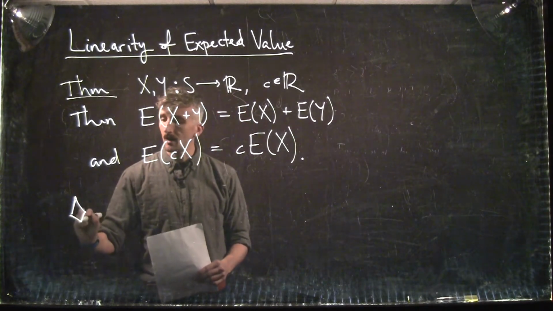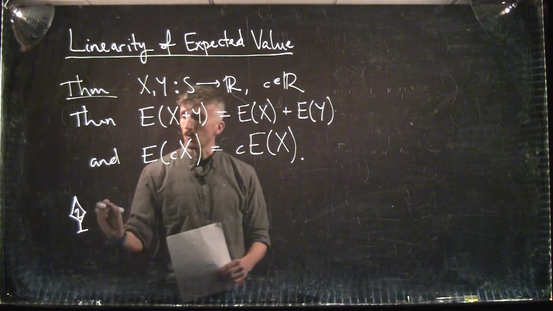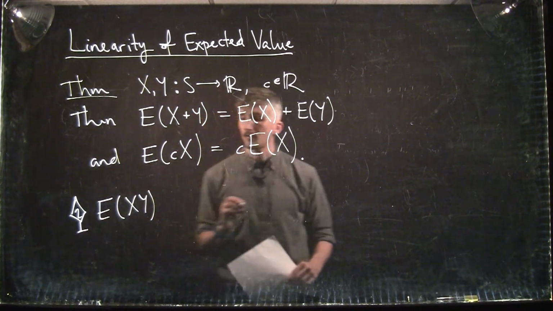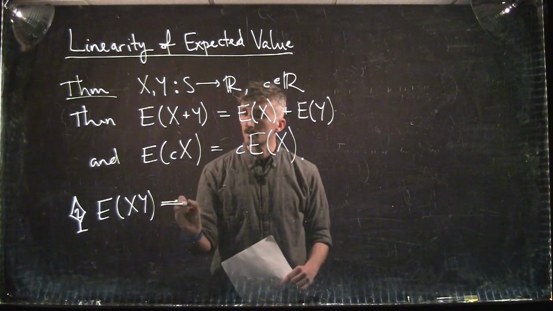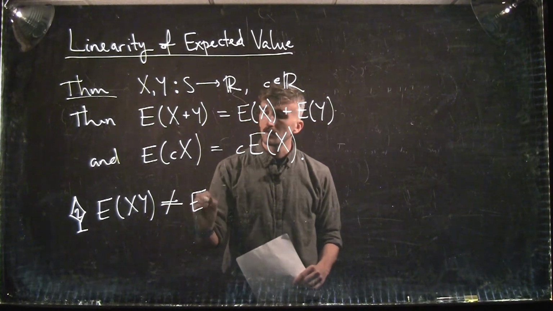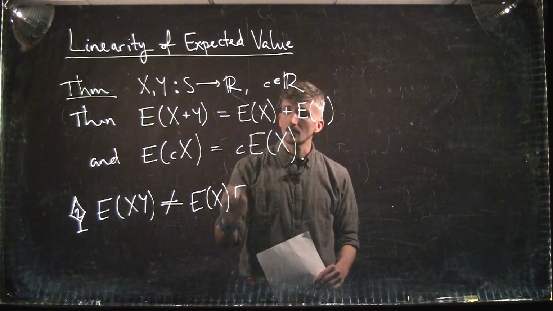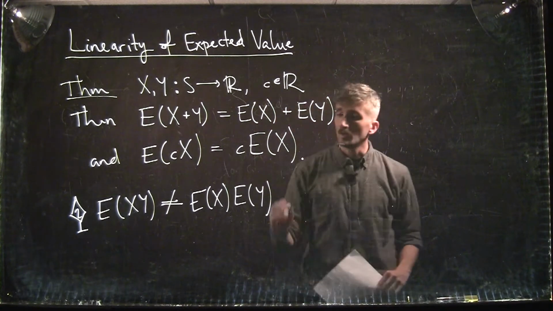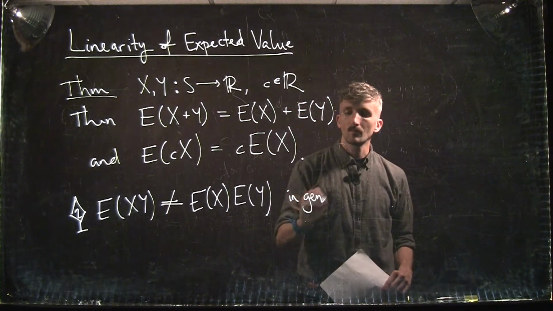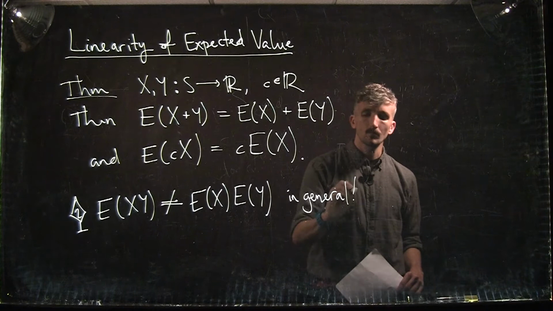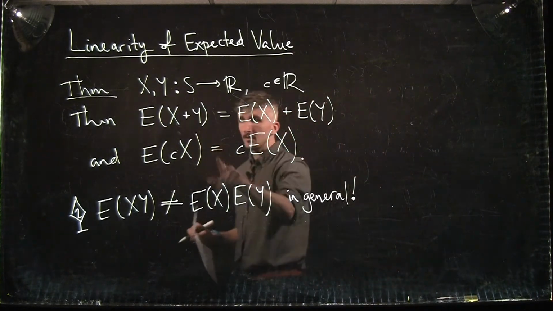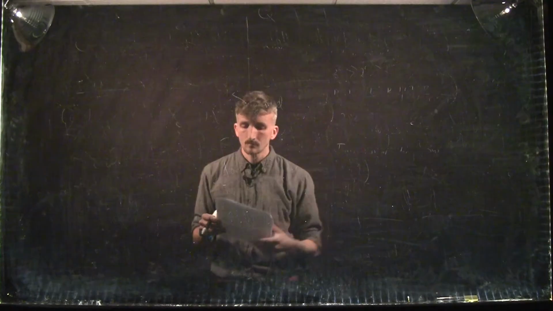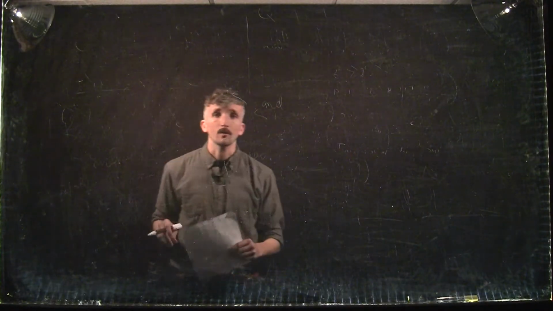A warning now. Here we see how expected value plays very nicely with summation and scaling of random variables. Expected value does not play well with product of random variables. In particular, the expectation of x times y is not the expectation of x times the expectation of y. So while linearity has two nice ways that these things play together, do not try to apply this purported product rule. Linearity is a really powerful tool.